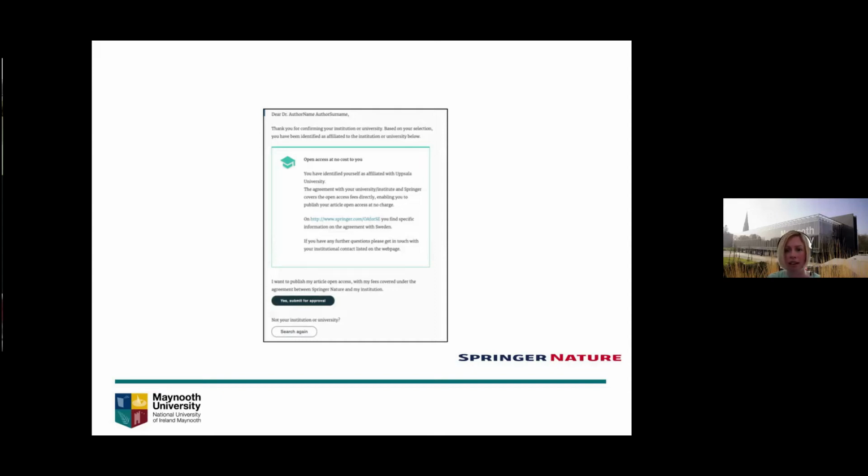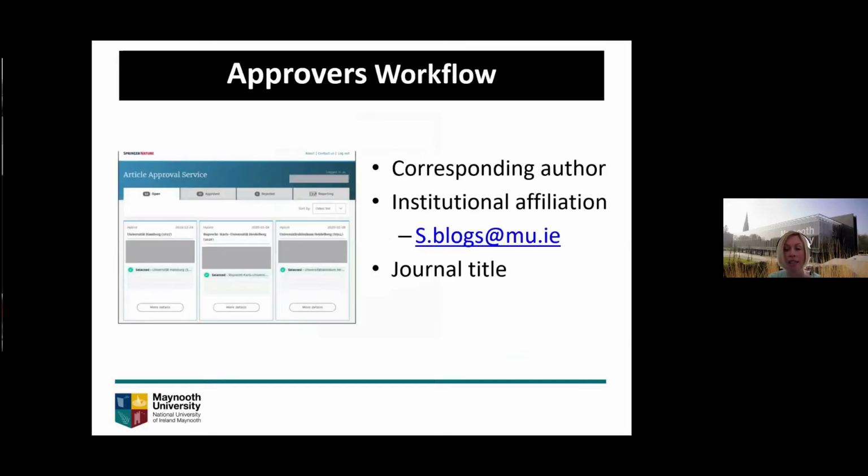I'll show you what that looks like. Again, this is from Springer Nature, but this is typically what we see when an article comes to us for approval. We're given details about the author, their connection to Maynooth, the article itself, and the journal that the article is to be published in.